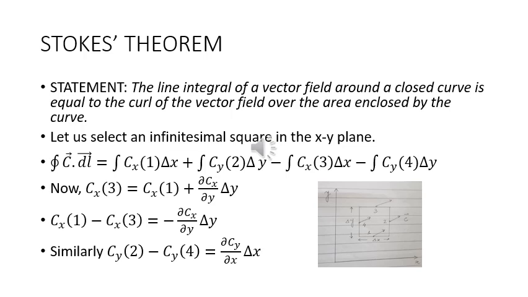Now, in order to express Cx3 and Cx1 as related to each other, we use the Taylor series expansion, which is given by Cx3 is equal to Cx1 plus delta Cx by delta y. So Cx1 minus Cx3 will be equal to minus delta Cx by delta y. Similarly, Cy2 minus Cy4 will be equal to delta Cy by delta x.